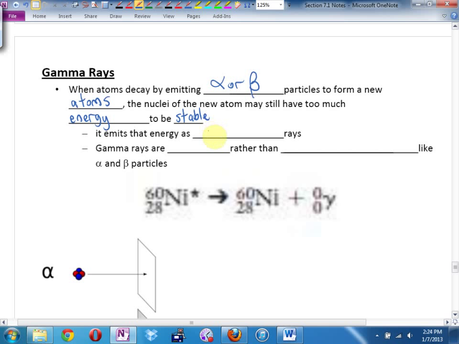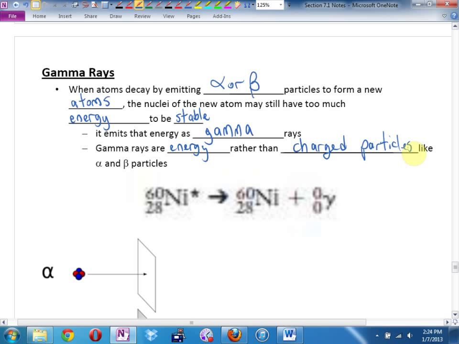And if we have an unstable nucleus, if it's got too much energy to be stable, it emits this as gamma rays. Gamma rays are energy rather than charged particles like alpha and beta. They have a mass of 0. They have a charge of 0.